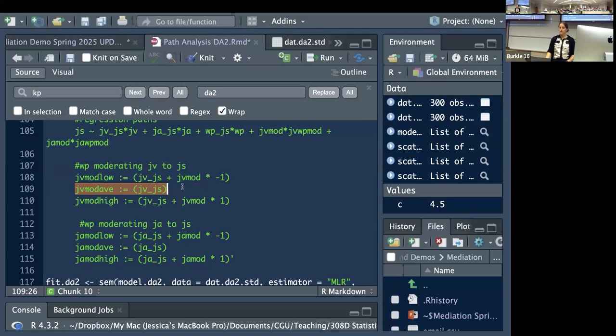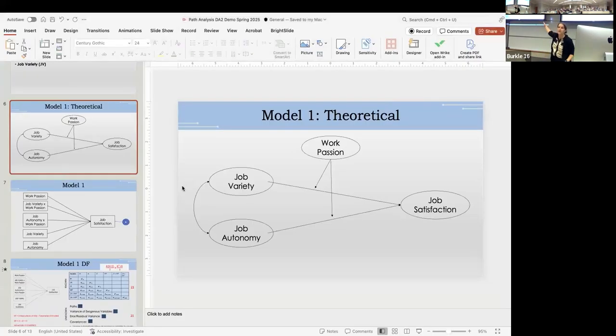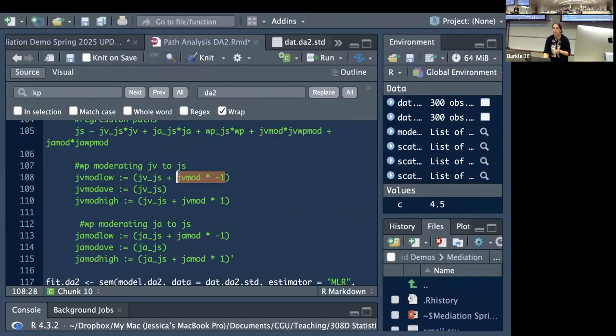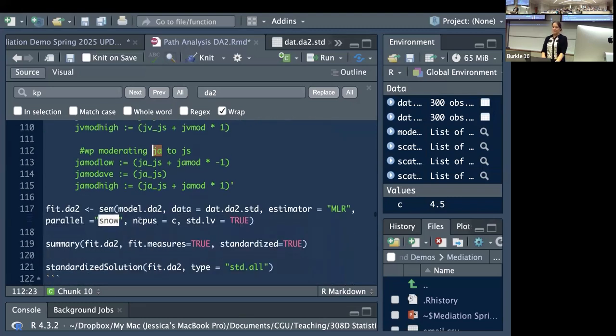So it's just going to be JV to job satisfaction, as if the moderator doesn't exist. And then when the moderator is low, it's going to be minus the moderator, and when the moderator is high, it's going to be plus the moderator, right? Just like moderation code. This is another reason why standardizing first is really helpful, because now I've just done 1 standard deviation above and 1 standard deviation below. And I've done it from JV, and I also did it for JA. Then I'm going to run it.